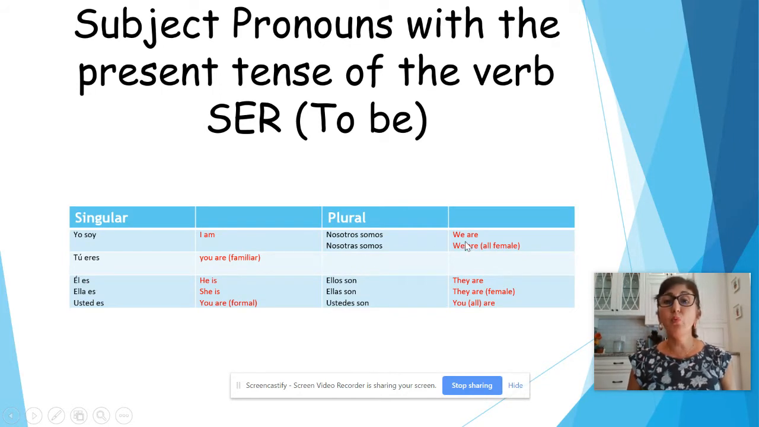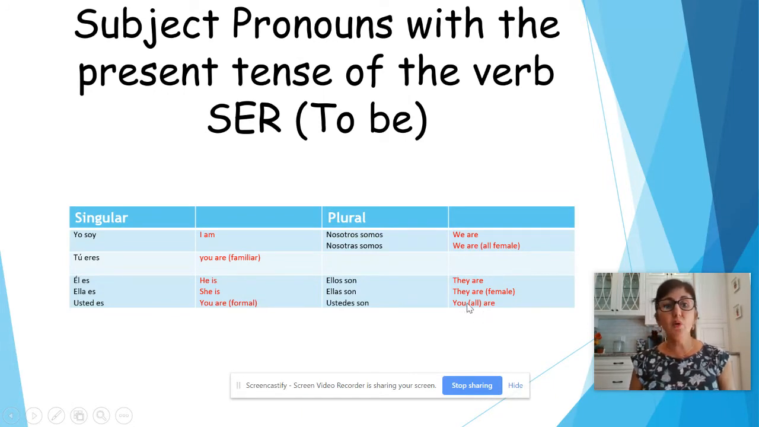If I move on to my plural subjects, for example, the form nosotros, nosotras, that's we. So I would say we are for both masculine and for feminine. We do not have that distinction in English. If I said ellos son or ellas son, it would be the same in English. They are. But if I said ustedes son, that would be you all are.